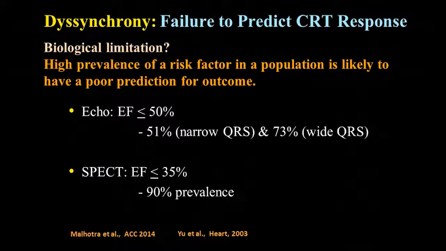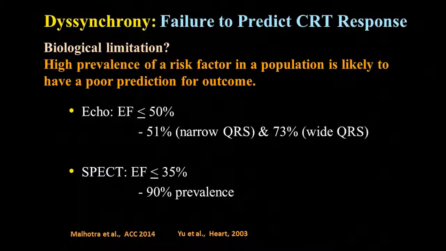This is data from Echo and SPECT, patients with a narrow QRS complex and wide QRS complex with EF less than 50%. Dysynchrony is prevalent in about 50 to 73% of the patients. And our data from SPECT show that if you have an even lower EF of less than 35%, those are the patients who actually qualify for a CRT. Dysynchrony could be prevalent in as high as 90%.